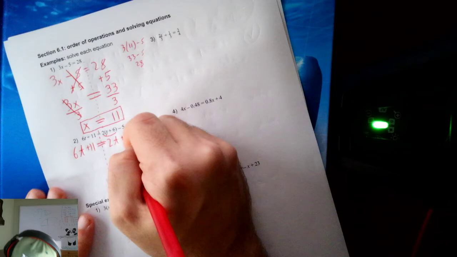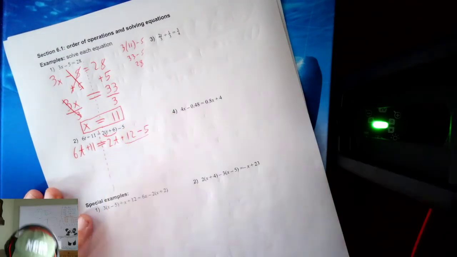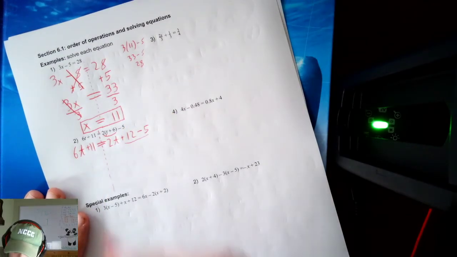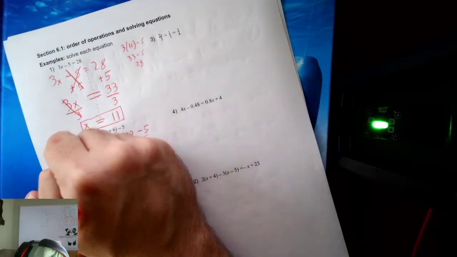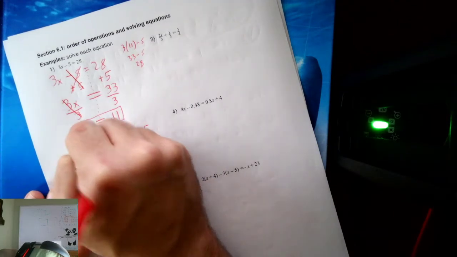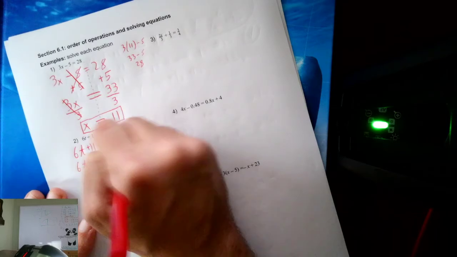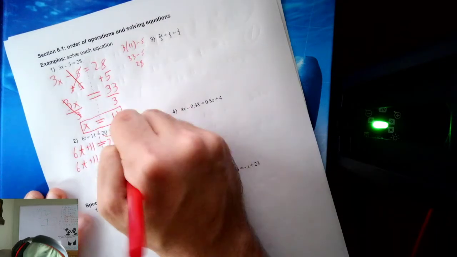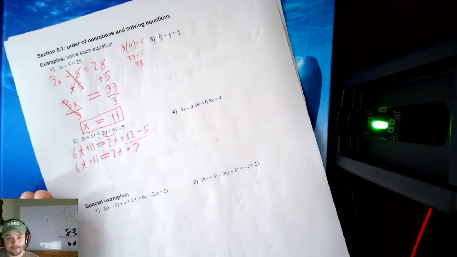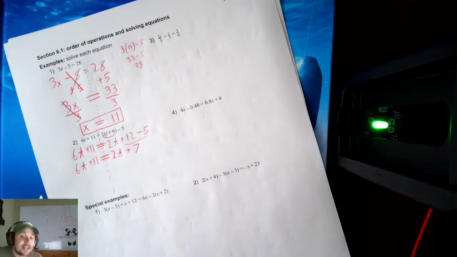Now I noticed something. I've got plus 12 and minus 5. These are like terms, aren't they? I could combine them if I wanted to, so let's do that. Let's rewrite 6t plus 11 equals 2t plus 12 and minus 5 make plus 7, right? So I cleaned things up a little bit.